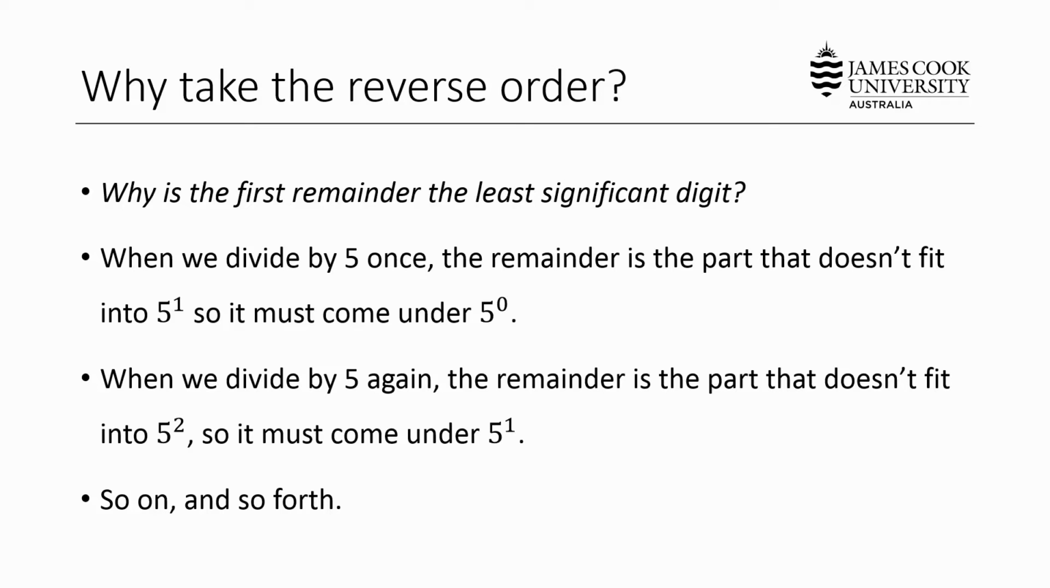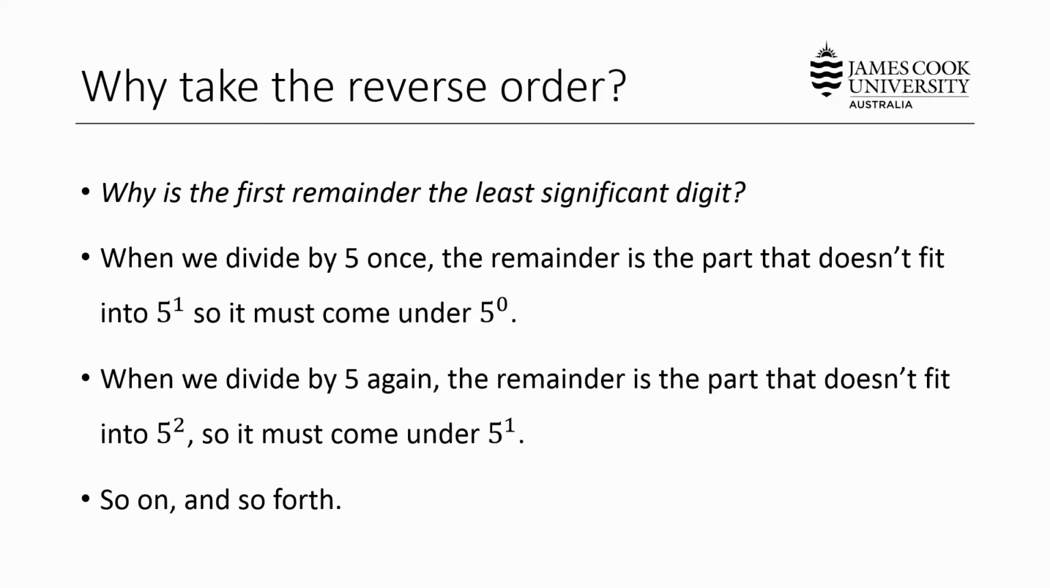But why is it that taking the reverse order gives us the correct result? That's a fair question to ask. It's because the first remainder is the least significant digit, and again, that begs another question. The reason for that is when we divide by 5 once, the remainder is the part that doesn't fit into 5, by 1. So instead, it has to come under 5 to the power of 0, okay? So basically, in that 5 to the power of 0 column, you can never have a value that's larger than 5, so it has to come under there.